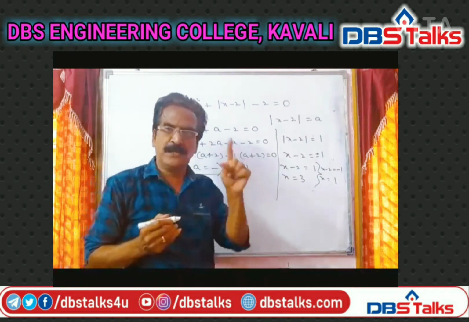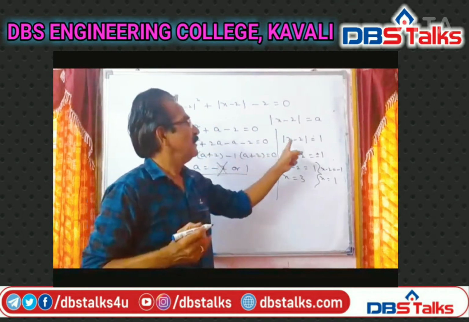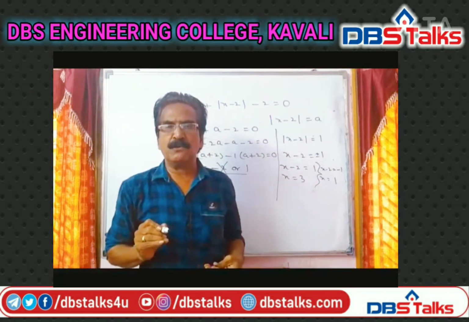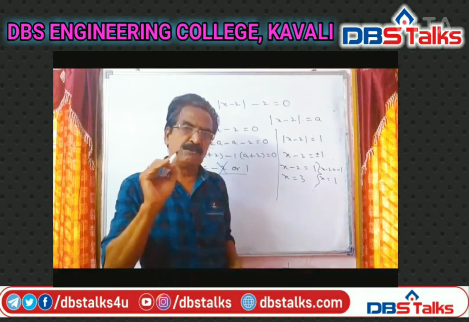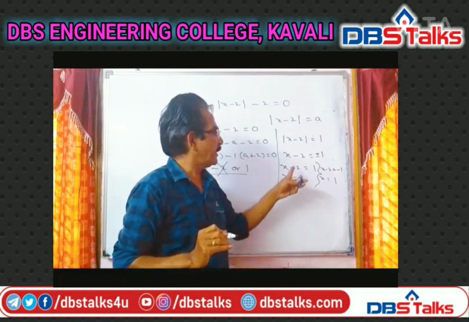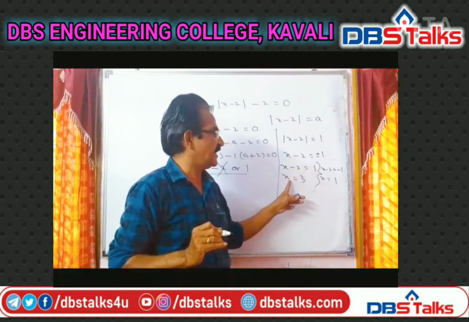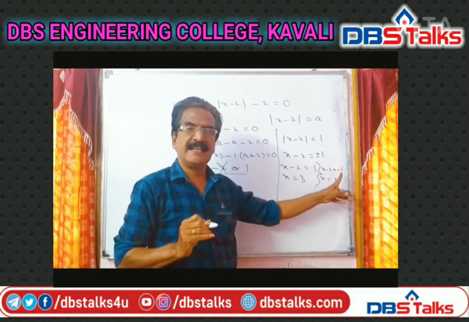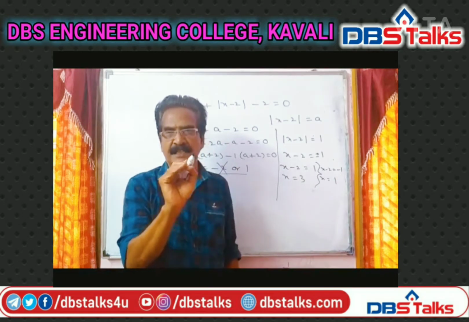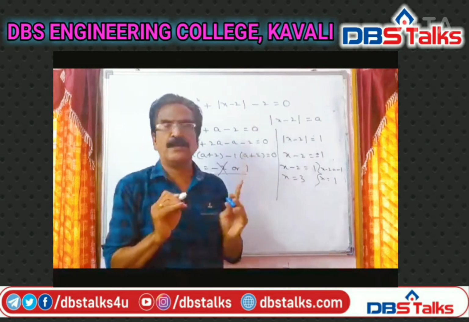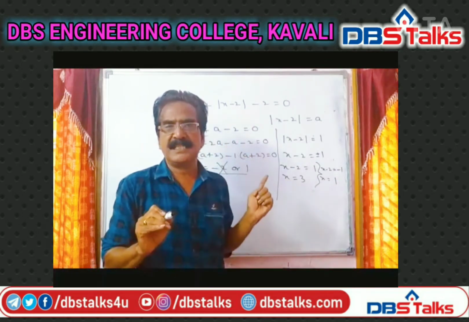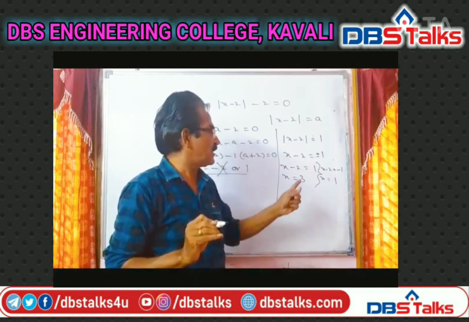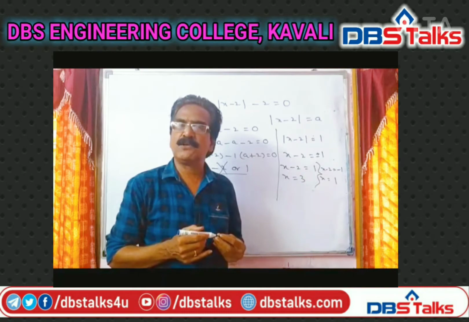We consider only a is equal to 1, that is mod x minus 2 is equal to 1. Then x minus 2 is equal to plus or minus 1. If x minus 2 is equal to plus 1, x is 3. If x minus 2 is equal to minus 1, x is equal to 1. So this equation has only two real roots. The sum of those two real roots is 3 plus 1, that is equal to 4 friends.